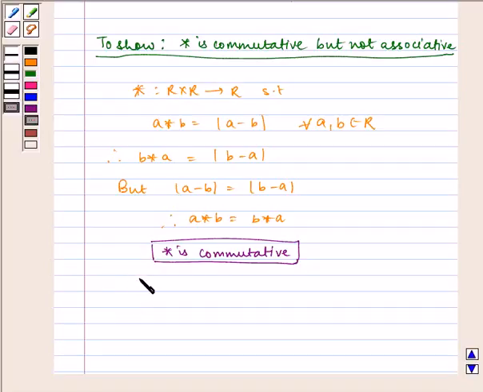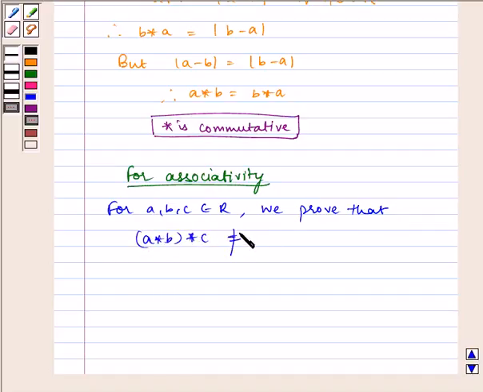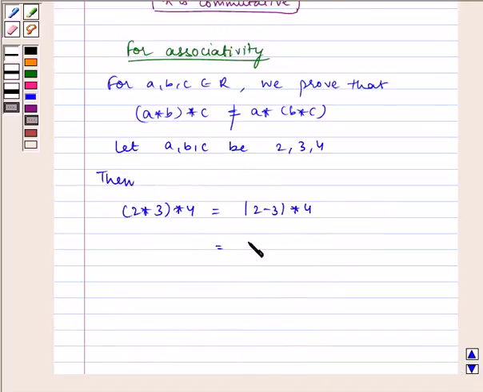Next, we have to prove for associativity. For A, B, C belongs to R, we prove that (A star B) star C is not equal to A star (B star C). Let A, B, C be 2, 3 and 4. Then (2 star 3) star 4 is equal to mod of 2 minus 3 star 4, which is equal to 1 star 4, which is equal to mod of 1 minus 4, which is equal to 3.